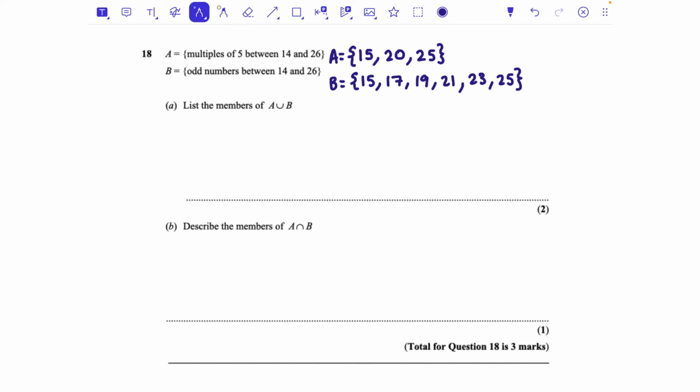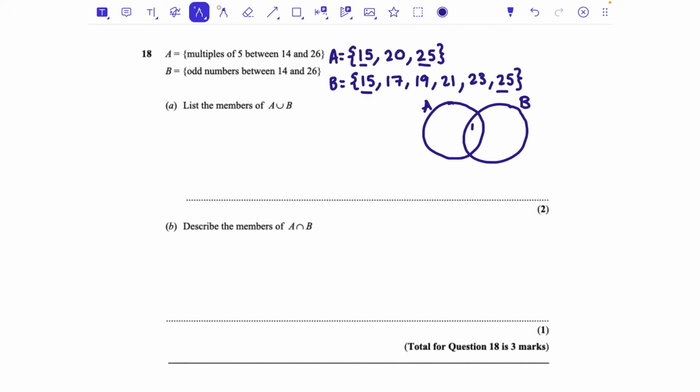Now I could put that information in a Venn diagram. So sometimes on GCSE questions, we're then asked to fill out a Venn diagram like this, with one circle being A and one circle being B. And in A, I've got 15, 20 and 25. And in B, I've got 15, 17, 19, 21, 23 and 25. So the 15 and the 25 are in both.